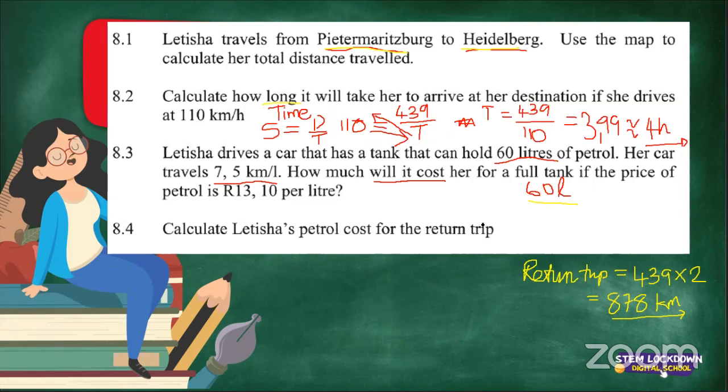I'm waiting for my answers, but while you're thinking, let's do it together. Basically you can use any method. The best method will be number of liters. You can use cross multiplication. Maybe let me use cross multiplication for this one. Number of liters for a distance of 878 kilometers.